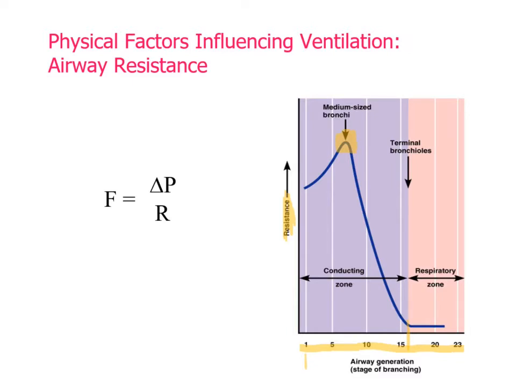So around here you have the division line, typically between the terminal bronchioles and the alveolar bronchioles and alveolar ducts. On this side, this would be the conducting zone, and here would be the respiratory zone. The main location in terms of causing resistance to flow is at the level of the medium-sized airways, between 5 and 10 airway generations or branching.